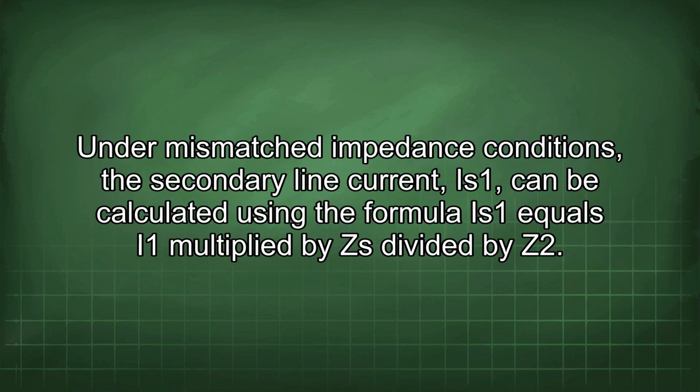resulting in a secondary line current of approximately 8.18 amps. Under mismatched impedance conditions, the secondary line current, I2, can be calculated using the formula I2 equals I1 multiplied by ZS divided by Z2.